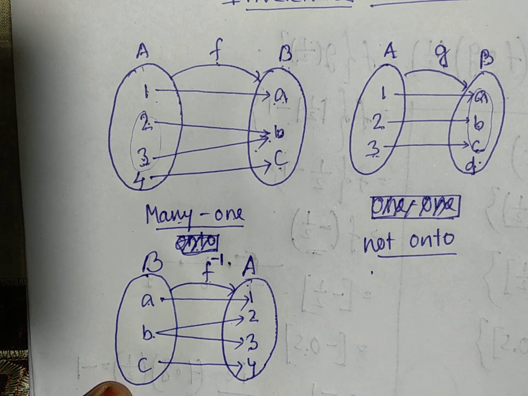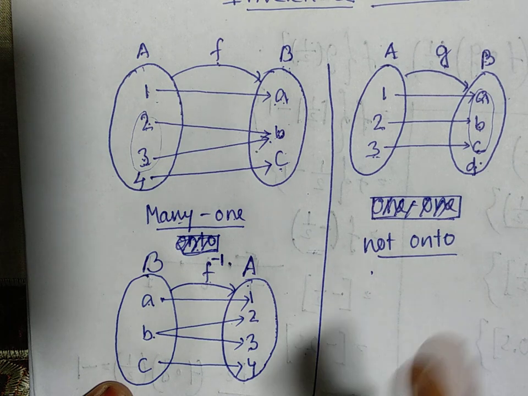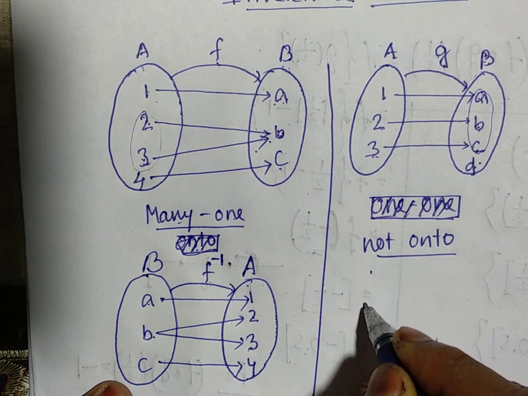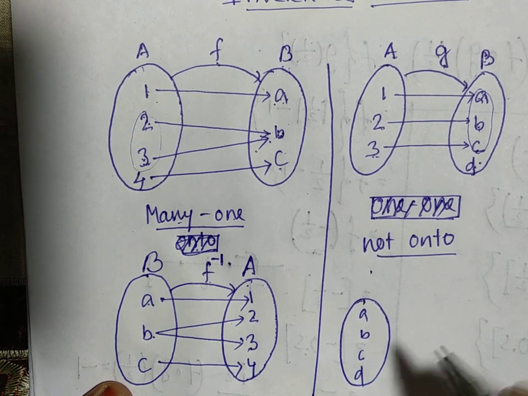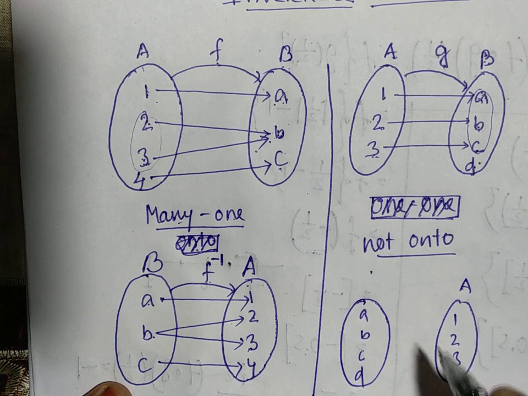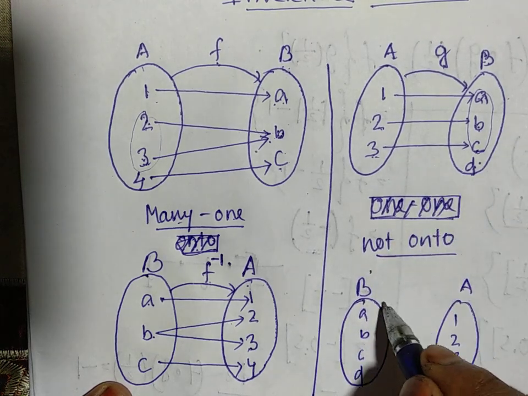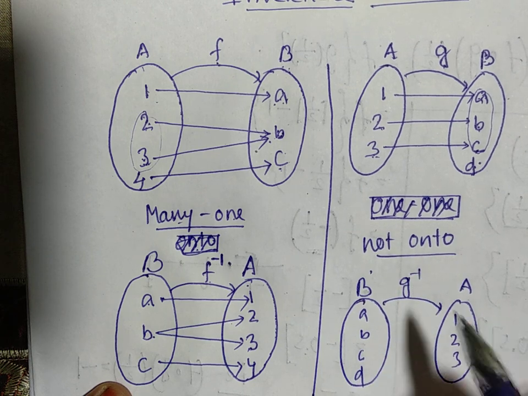Already have got it. Then what about a function which is not onto? Let us try to consider. Can we consider a reverse way of z? Then b will be here, a b, c d. Here a will be here, 1, 2 and 3. Can we consider a reverse of z? Suppose z inverse. Can we consider?